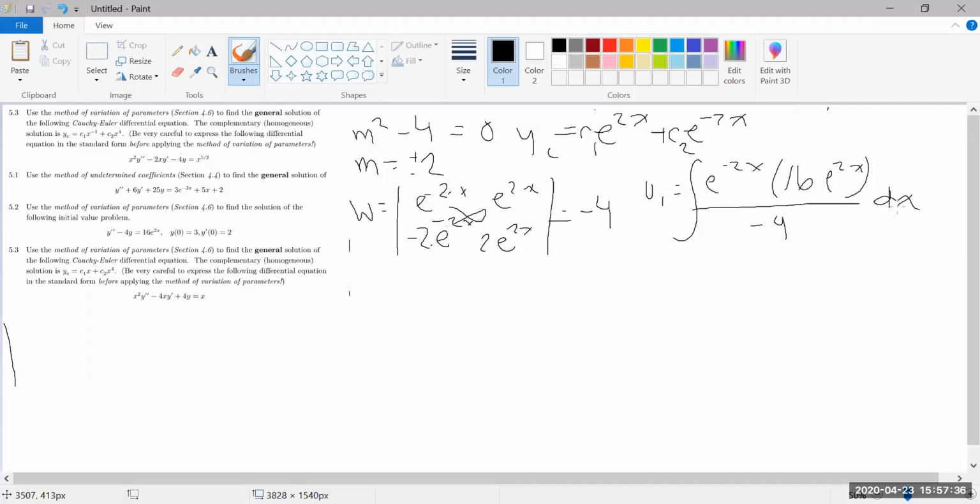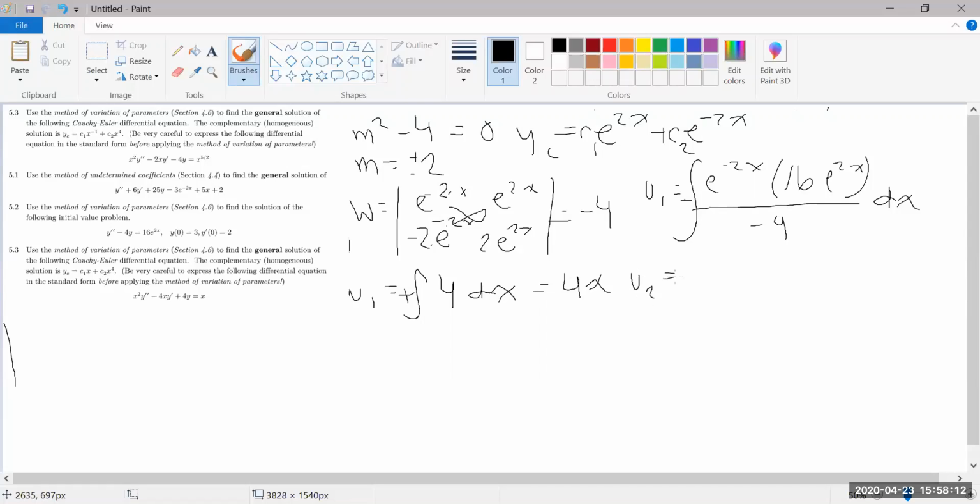So your negative 2x and your positive 2x there cancel out. Well, they don't cancel out. They make that term 1. So you just have the integral of 4. And keep in mind this was negative to begin with, and we have a negative 4, so it's going to come out positive. So the integral of 4 dx is just 4x, and that is our u1.